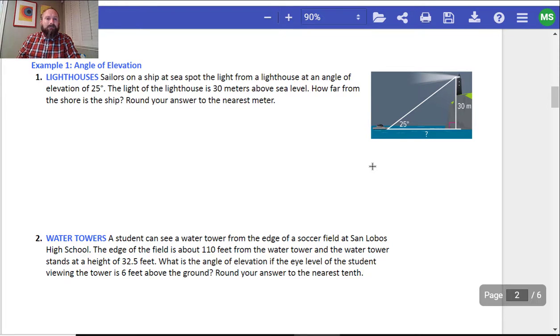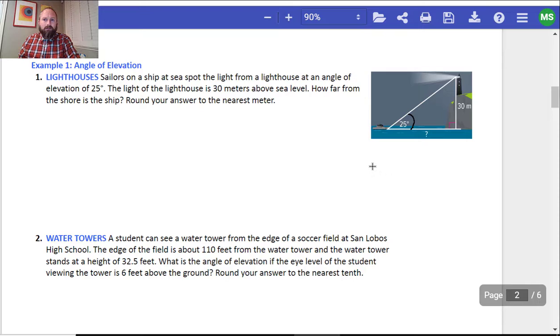So, example 1, lighthouses. Sailors on the ships spot the light from a lighthouse at an angle of 25 degrees. So angle of elevation. This right here is 25 degrees. And they know that it's 30 meters above the sea level. How far from the shore is the ship?